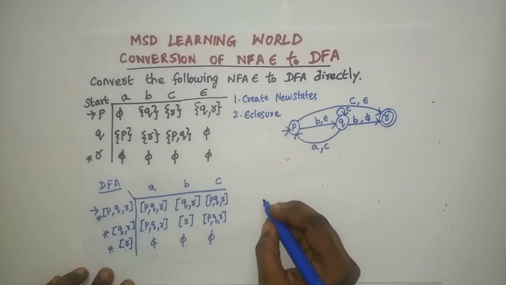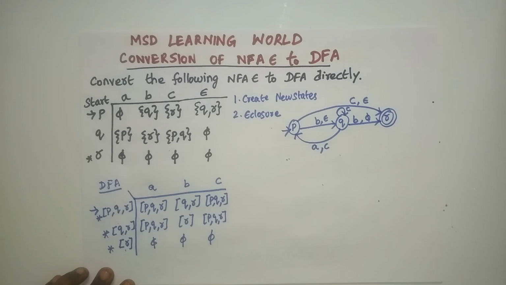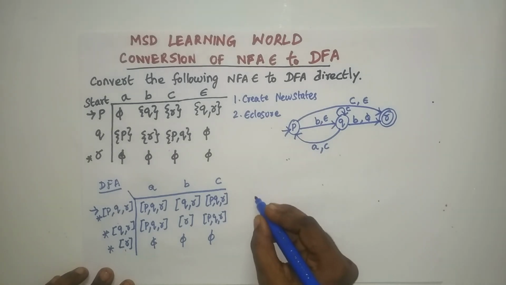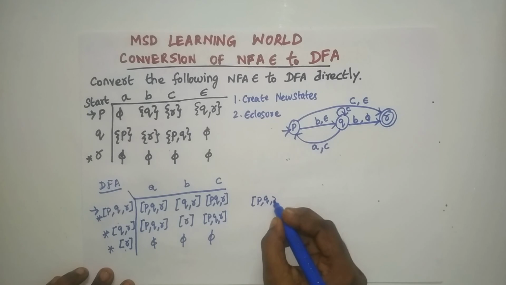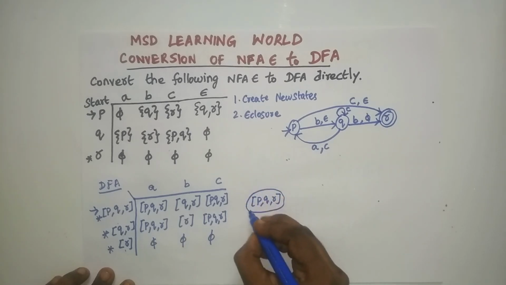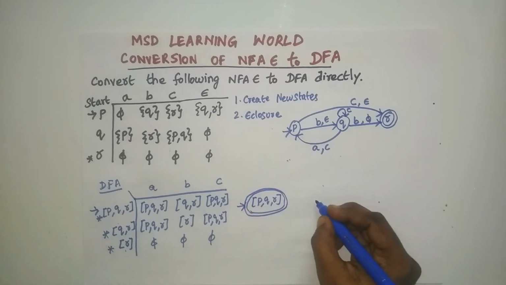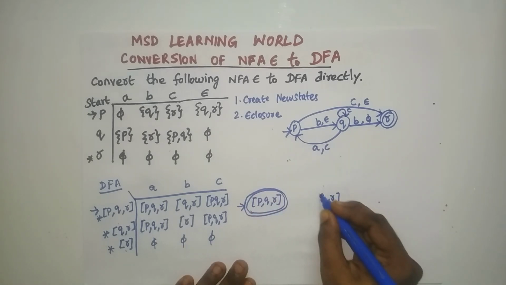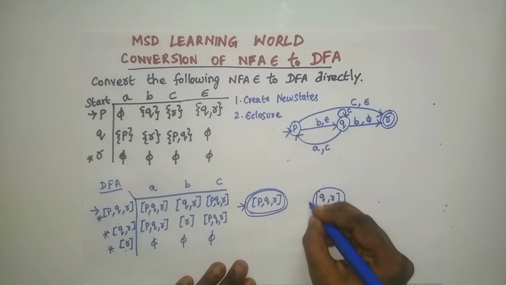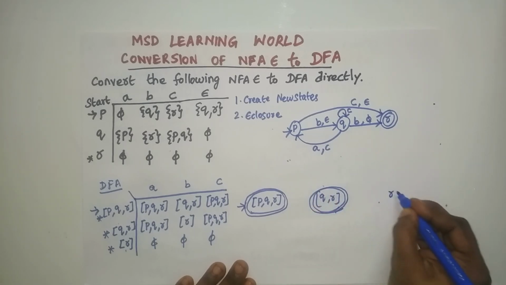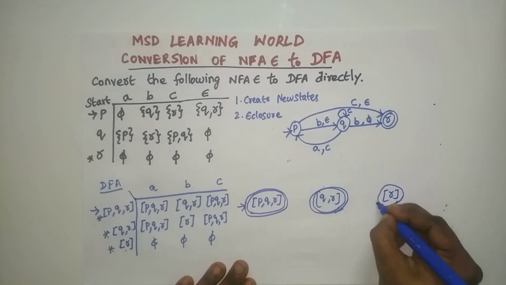So now the next step is to create the transition diagram. For the transition diagram, as we have known, P, Q and R, this is the initial state as well as final state, so double circle. Now here Q comma R, this is a final state. And again R, this is also a final state.